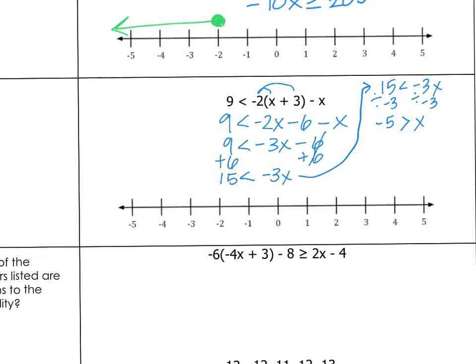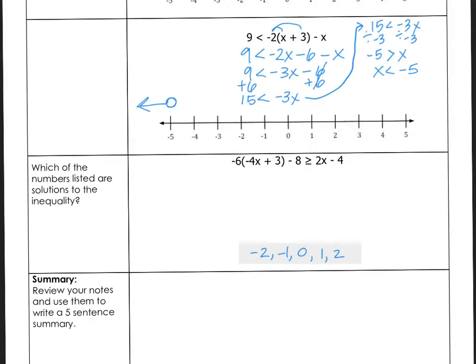Okay, so as you can see, the variable is not in the front. If I wanted to rewrite this so that the variable is in the front, well, right now it reads negative 5 is greater than x. So that means that x is less than negative 5. So you can switch it, or you can think, okay, since the number is in the front and not the variable, then that means that we're going to go in the opposite direction. So I need to put an open circle at negative 5, and I am going to be drawing my arrow to the left.